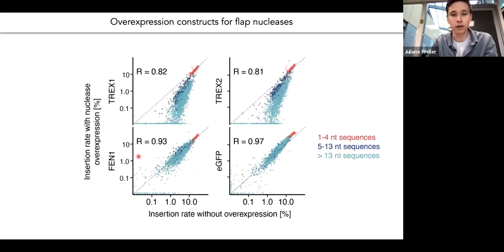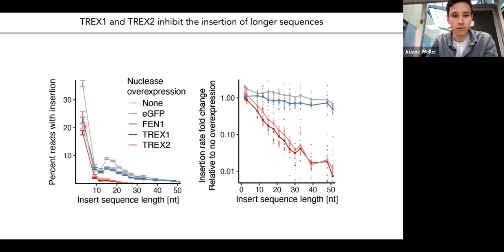However, when we overexpress TREX1 and TREX2, the two flap nucleases that could digest away the flap that contains the edit, you see there is a strong difference between those and no overexpression, where short sequences behave similarly, but the longer sequences are made much less efficiently when the nuclease is overexpressed. And you can see it more visually here, that while short sequences are still made, the longer sequences are very suppressed in these overexpression contexts.